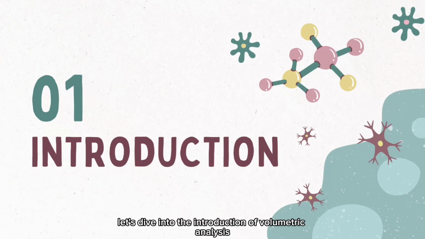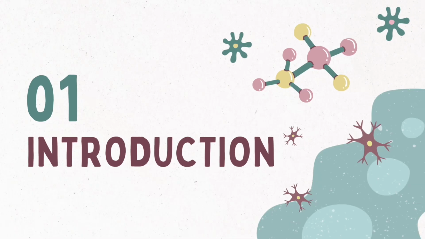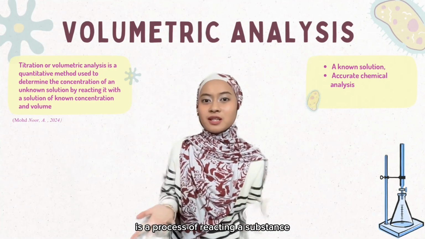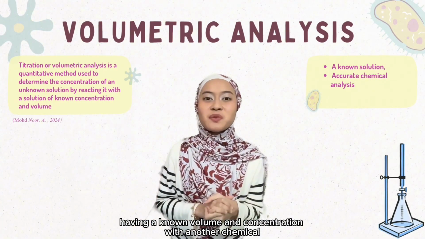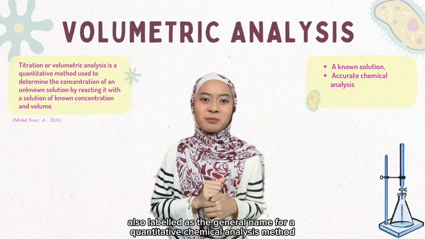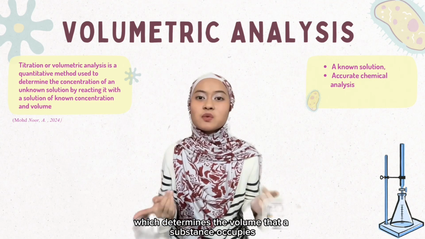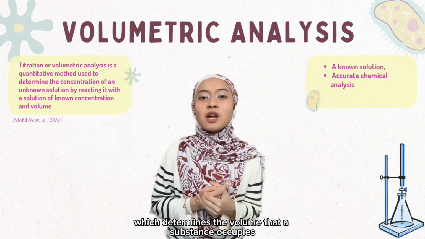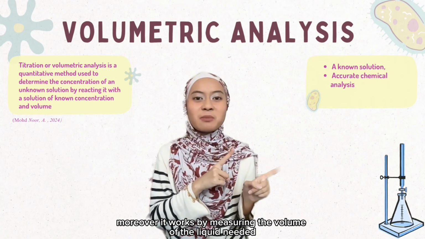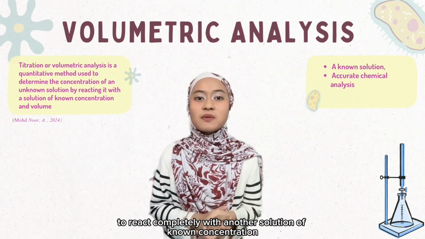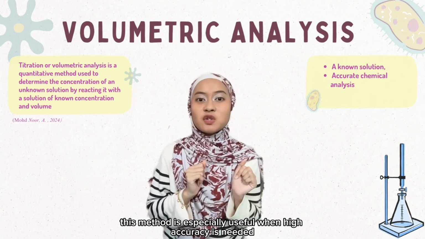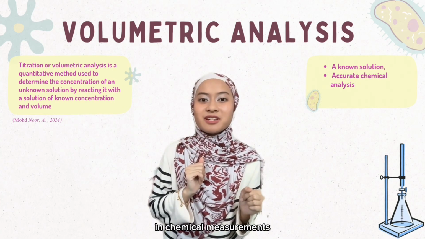Let's dive into the introduction of volumetric analysis. Titration, often known as volumetric analysis, is a process of grading a substance having a known volume and concentration with another chemical with an unknown concentration. It is also the general name for a quantitative chemical analysis method which determines the volume that the substance occupies in order to determine its amount. Moreover, it works by measuring the volume of the liquid needed to react completely with another solution of known concentration. This method is especially useful when high accuracy is needed in chemical measurements.